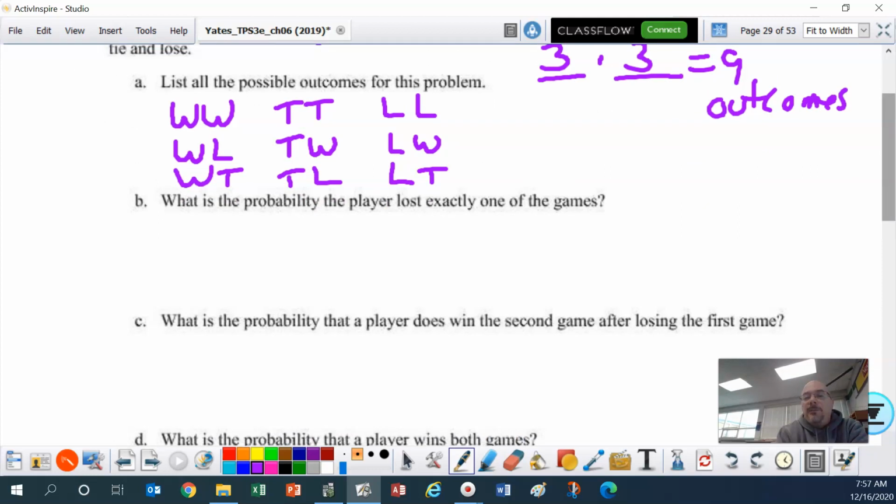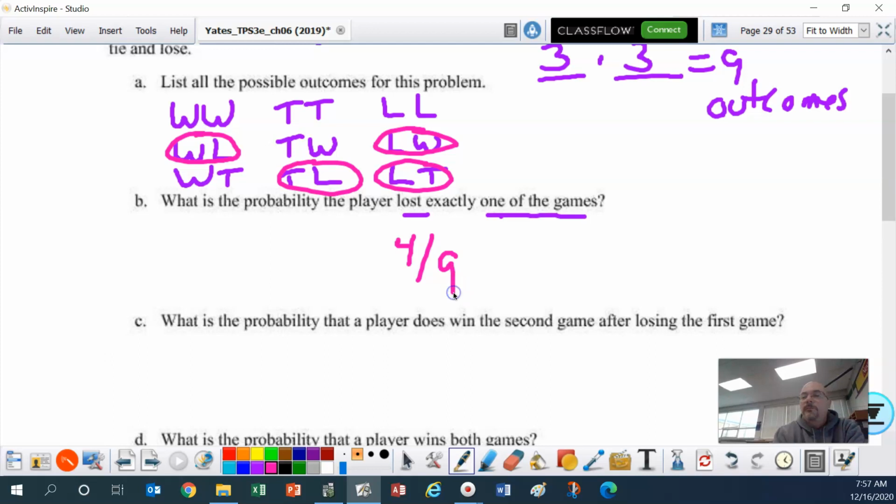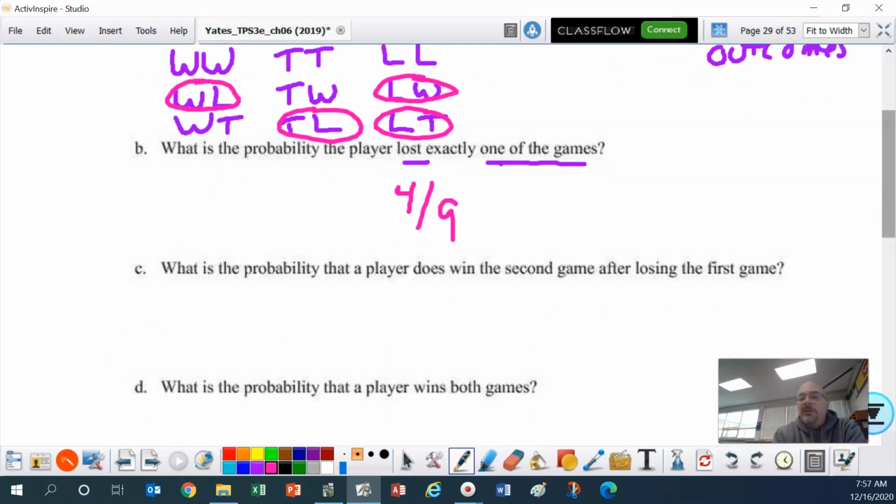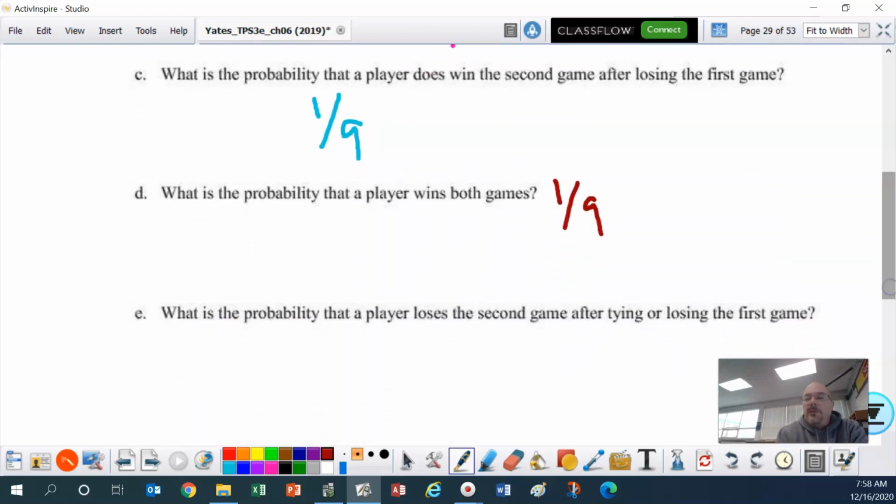All right, so what is the probability that the player lost exactly one of the games? Okay, well, lost one of the games would be, let's see, 1, 2, 3, 4, so 4 out of 9. What is the probability that the player does win the second game after losing the first one? Okay, well, there's only one there, folks. Winning the second game after losing the first game, there's only that one right there. So 1 out of 9. What is the probability that the player wins both games? Same thing, right? 1 out of 9. What is the probability that the player loses the second game after tying or losing the first game? Okay, well, I'm not going to pull that back up, but that is 2 out of 9.